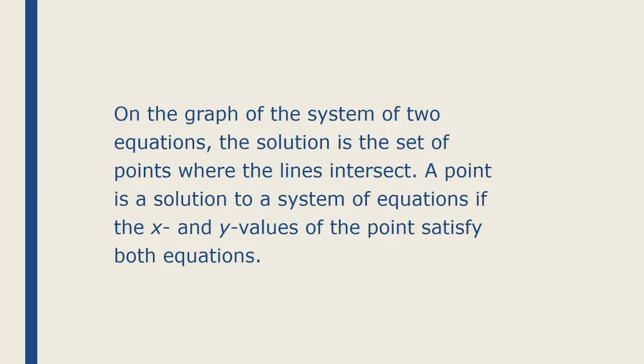Let's just write it out a little more seriously. On the graph of the system of two equations, the solution is the set of points where the lines intersect. A point is a solution to a system of equations if the x and y values of the point satisfy both equations. So again, if we have a line and all these points and another line and all these points, the place where they intersect, there's going to be one point that will be true for both of them, and that will be our solution set.